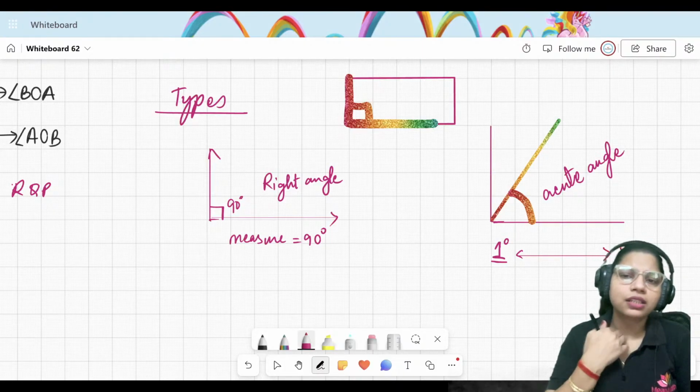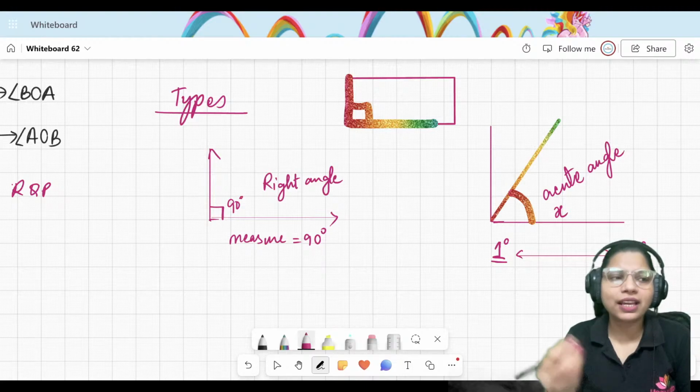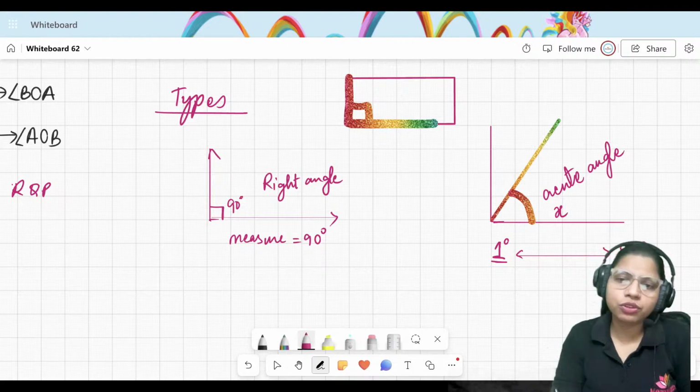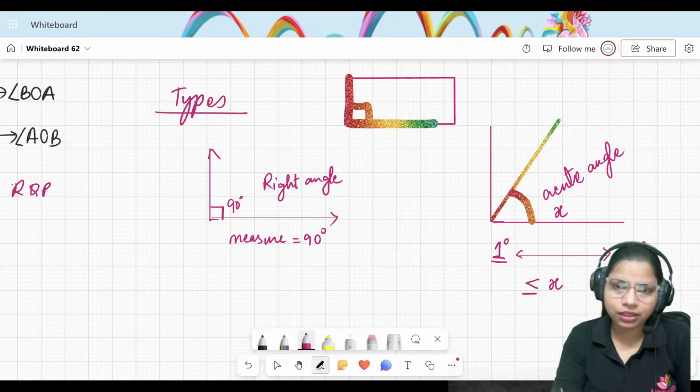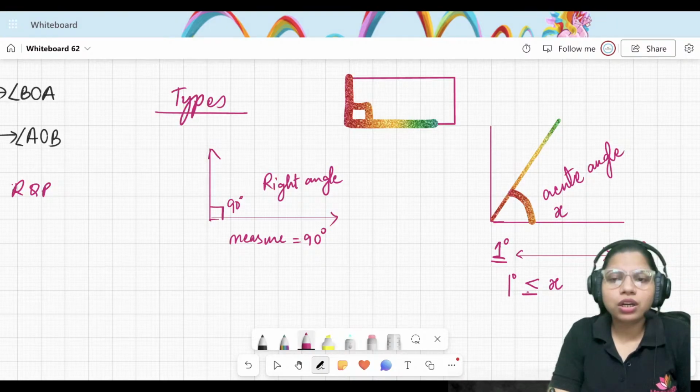Hope that makes sense. कई बार अगर हम questions में x पाते हैं, measure the value of x, find the measure of x, something like that. तो x जो आपका acute angle है वो आपका greater than and equal to 1 degree, sorry, 1 degree, और less than और equal to 89 डिग्री.